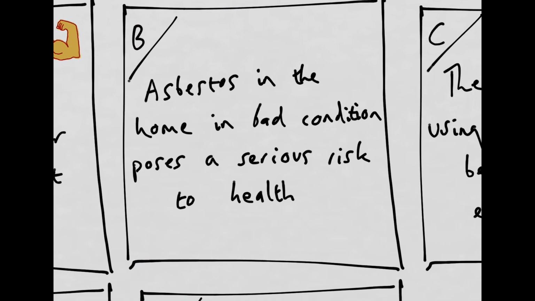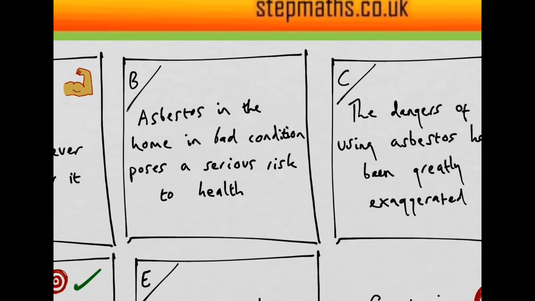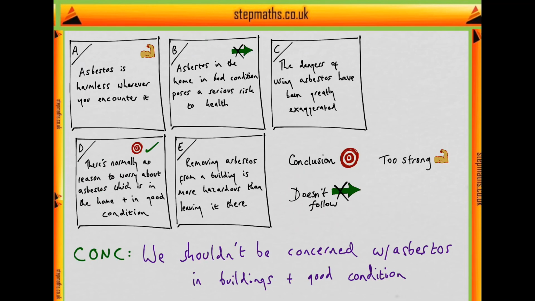What about option B? This says that asbestos in the home in bad condition poses a serious risk to health. Now, the author only implies that asbestos in the home in good condition does not pose a serious risk to health. However, it doesn't necessarily follow that asbestos in the home in bad condition does pose a serious risk to health. So B doesn't follow from the passage.